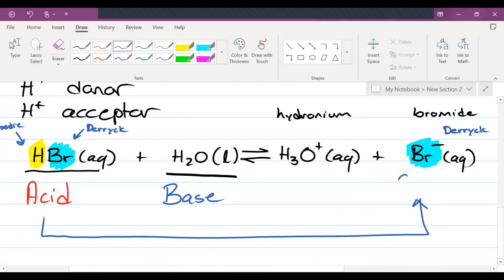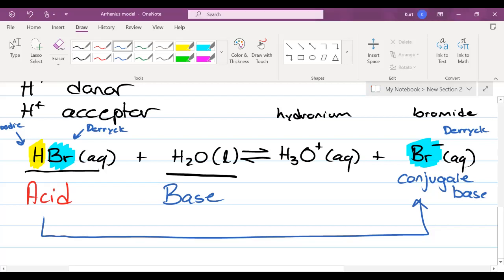He is now a conjugate base. The acid and the conjugate base are like the yin and the yang. They go together. They fit together. They're the two sides of a coin. They're the same coin. They're just opposite sides. Which means that here's H2O. What did H2O become on the product side?